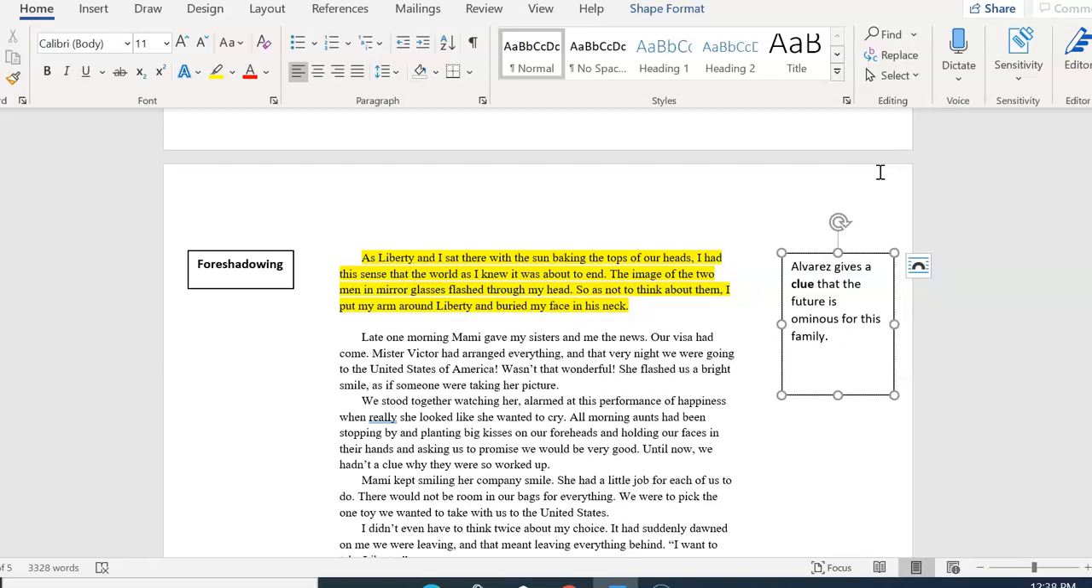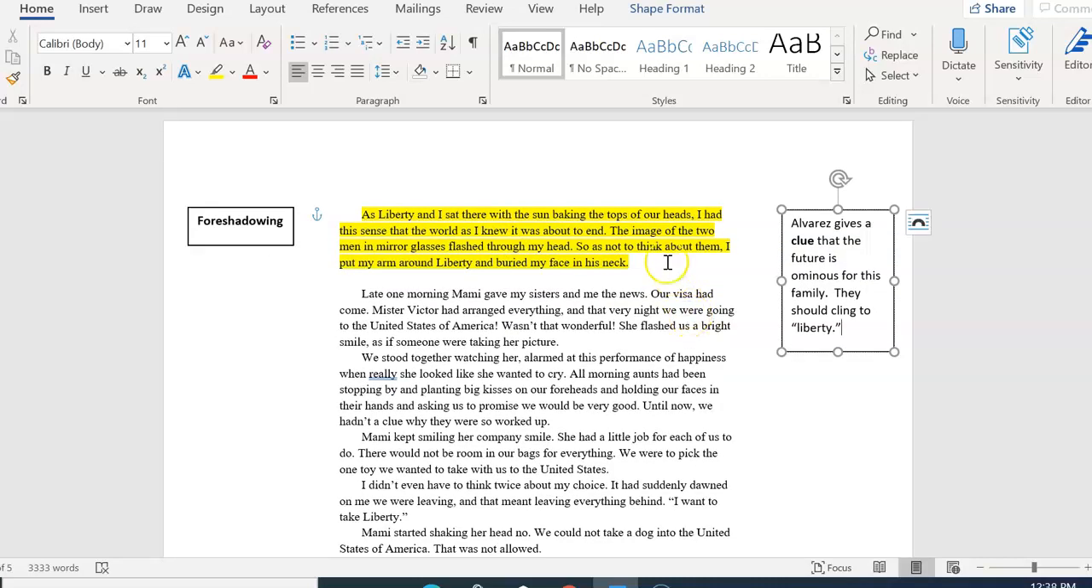So go ahead and write on your page, liberty is what they should cling to. How about they should cling to liberty? And liberty in this sense is not the dog. It's the liberty in the United States. Okay, so if you need to pause, go ahead and write that down.